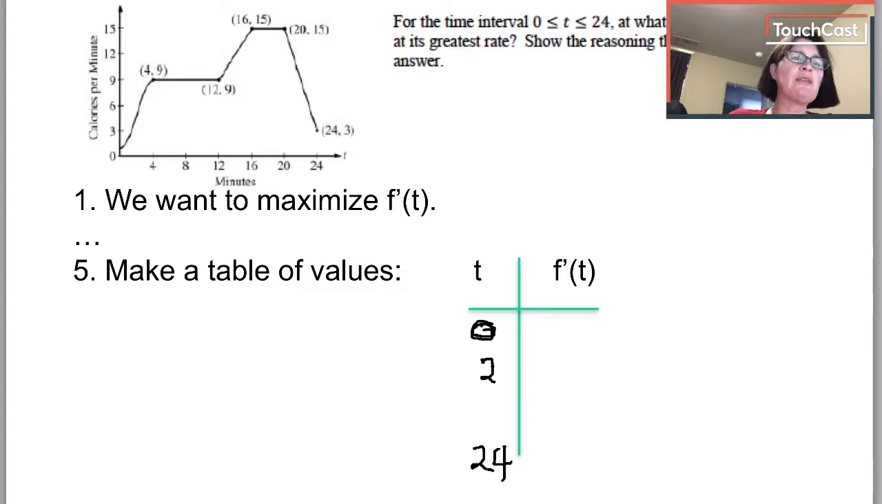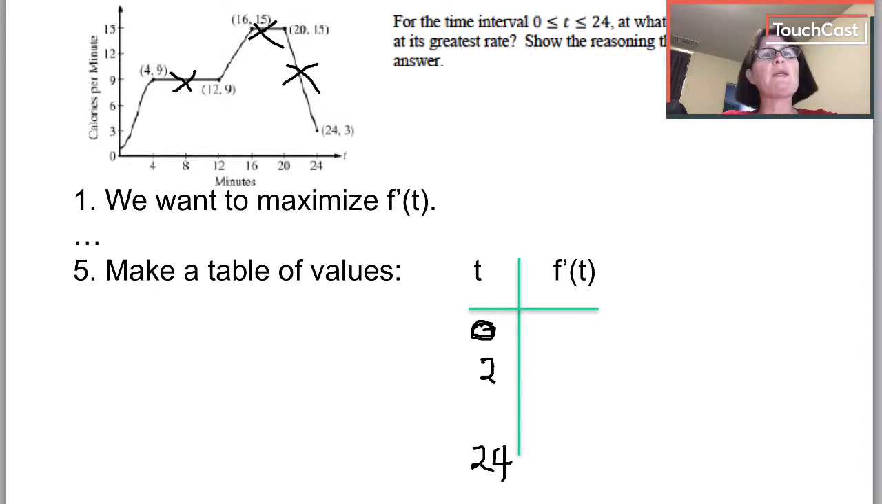So just notice, if we're thinking about f prime, thinking about the slope of this graph, here the slope is 0. That's not going to be a maximum. Here the slope is 0. That's not going to be a maximum. Here the slope is negative. That's not going to be my maximum.